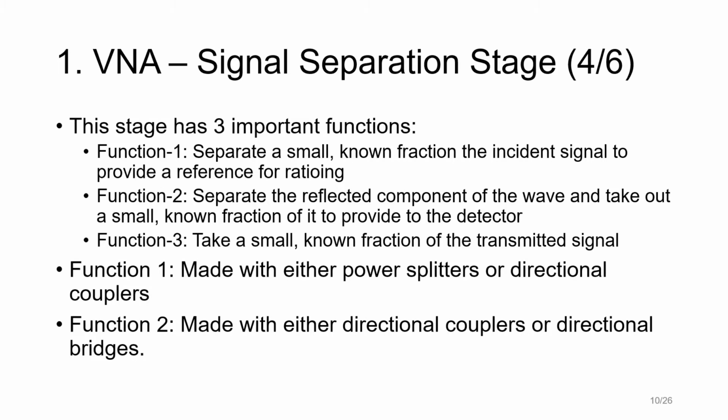So how are each of these functions realized? Function 1, which is to take a small known fraction of the incident signal, is often done by using either a power splitter or a directional coupler, and function 2 is done with either a directional coupler or directional bridges.